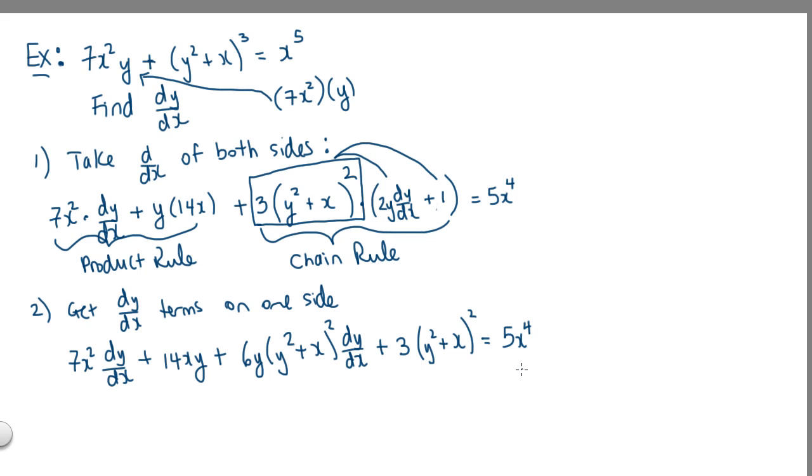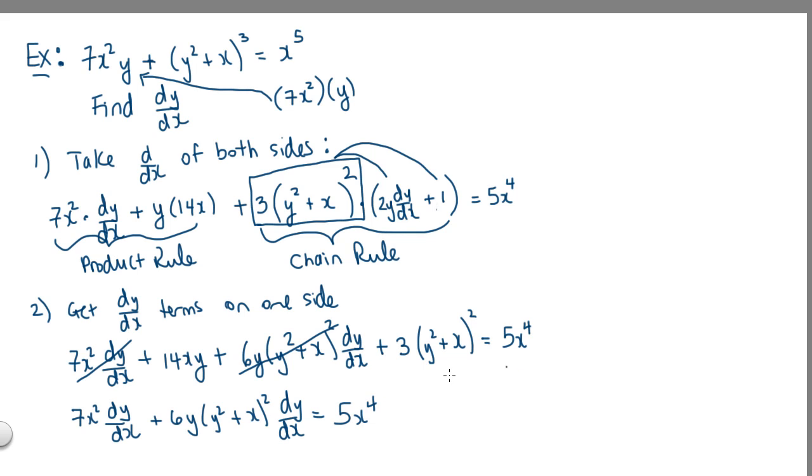Okay, so we really need one more step here to get all the dy by dx terms on one side. So let's keep dy by dx terms on the left. Okay, I'll just cross them out as I use them. I got this one and that one. And our other terms, our non-dy by dx terms, need to get moved over to the right. So the 5x to the 4th is already over there. These two other terms are going to have to move over and change their signs. So we'll have a minus 14xy and a minus 3 times that square there.